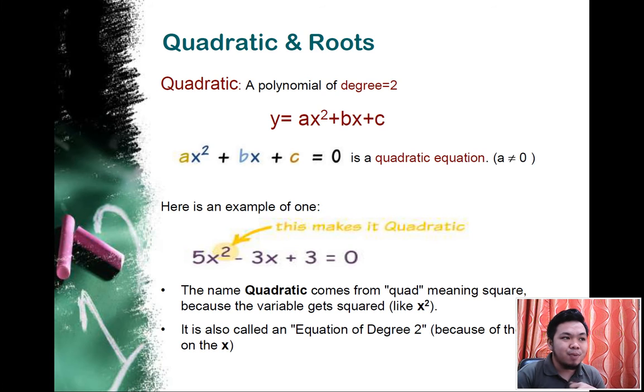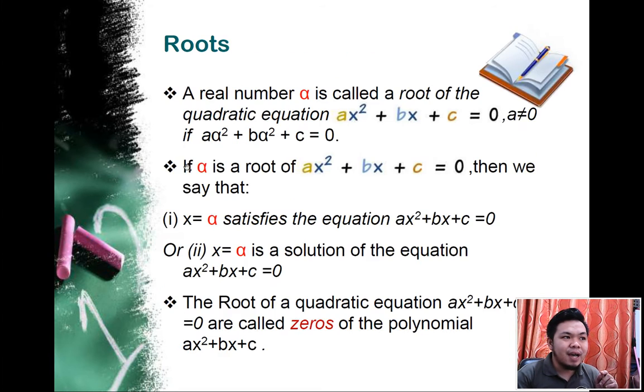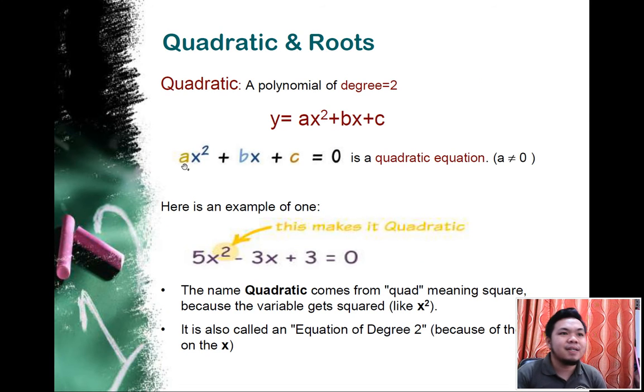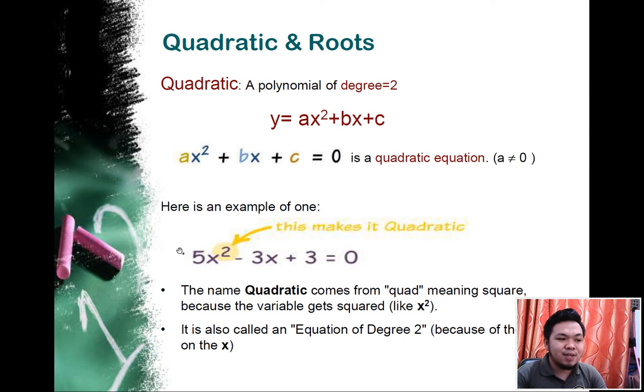In ax squared plus bx plus c is equal to 0, the letter a, which is highlighted here, must be not equal to 0. Here is an example: 5x squared minus 3x plus 3 is equal to 0. Is this a quadratic equation? The answer is yes. This makes it quadratic because of the exponent 2, or the degree 2.